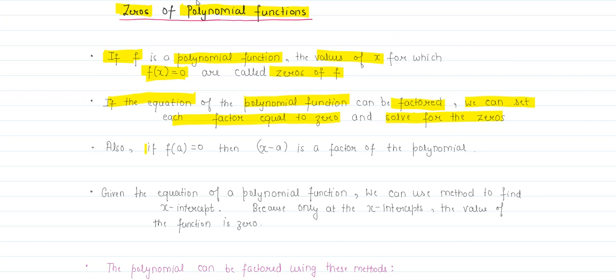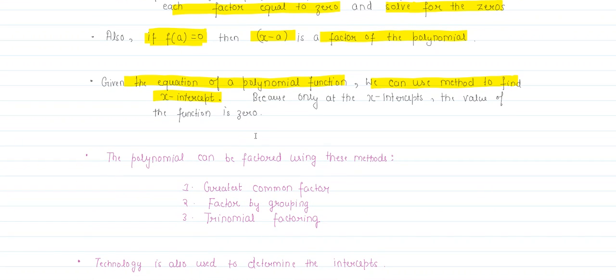For example, if f(a) is equal to 0, that is, the polynomial function is 0 at x equal to a, then x minus a is a factor of the polynomial. Okay, so this much we know. Given the equation of a polynomial function, we can use the method of factorization to find the x-intercepts, because zeros of a function are nothing but the x-intercepts of the polynomial function. So if we find the zeros of the function, we also find the x-intercepts.